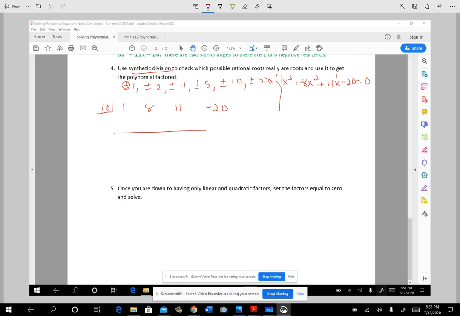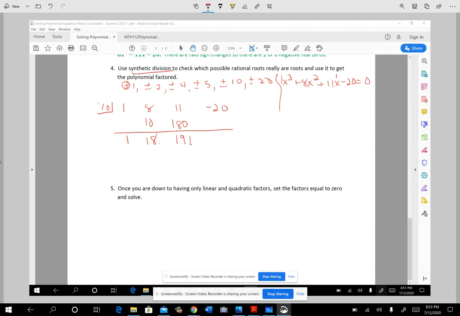So here's how the process works. You bring down the first number and then you multiply. Then you add. Every time you go straight down, you're adding. Now I'm going to take 10 times 18. That's going to be 180. And then I'm going to add straight down. I can already tell this isn't working. As soon as I can tell it's not working, I abandon it.